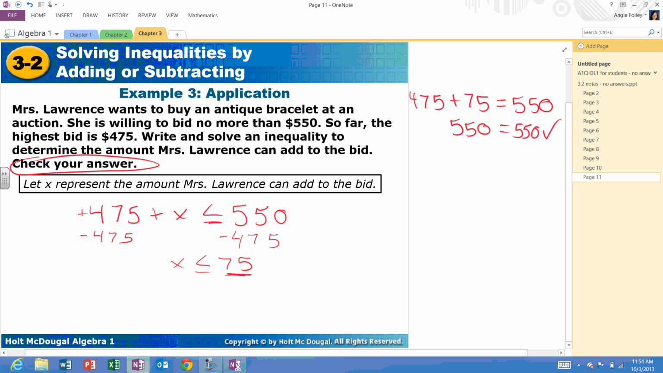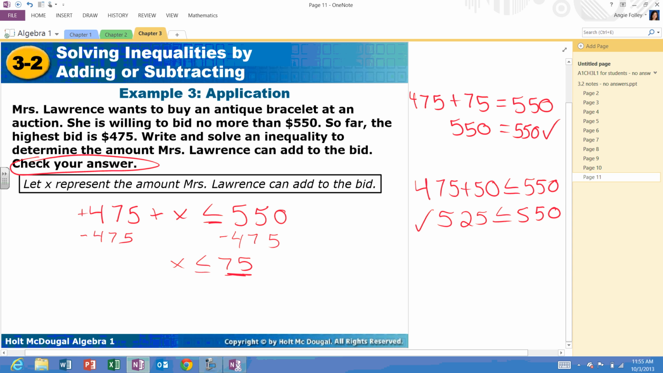Now to check the second way is we just pick any value of X that we're allowed to and plug it in. So X is anything less than 75. So I'm just going to pick 50. That's less than 75. I'm going to plug it into the original inequality. So now we're going to use the original inequality. And I'm going to check 475 plus 50. That comes out to 525. Is that actually less than 550? Yes. So we are good here.